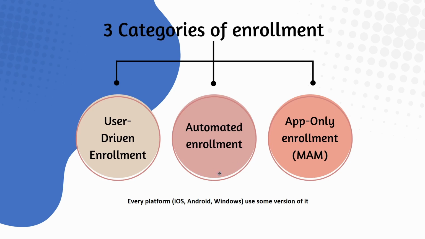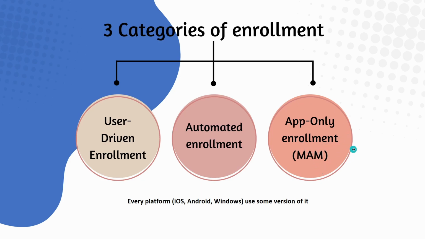Category two is automated or zero touch enrollment. This is where the device is pre-registered so that it enrolls itself automatically the first time someone turns it on and signs in using their corporate credentials. No manual steps for the user at all. This is exactly what large companies do when they ship hundreds of laptops or phones to their employees.